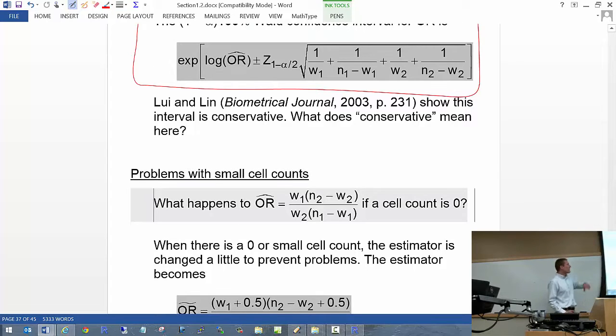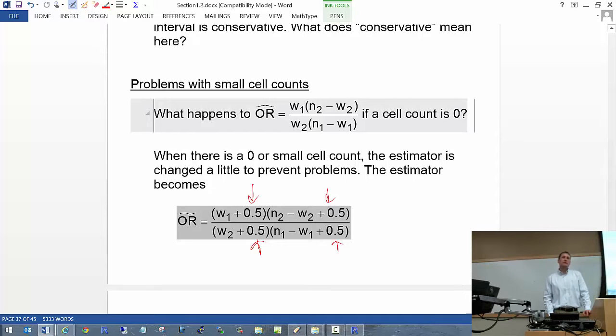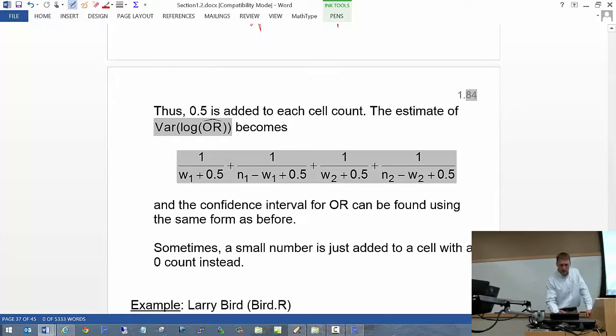Hopefully, though, you see one little small problem that could occur. What happens if you have a 0 cell count? You're going to have problems calculating that variance, right? So what can you do? Well, an ad hoc solution would be maybe just to add a simple constant to that one particular cell, or what you would see more often done is add 0.5, let's say, or some other small constant to every cell. Note that when you do that, your estimate of the odds ratio, called OR tilde, changes, as does the variance too. So you have to carry forward that constant.